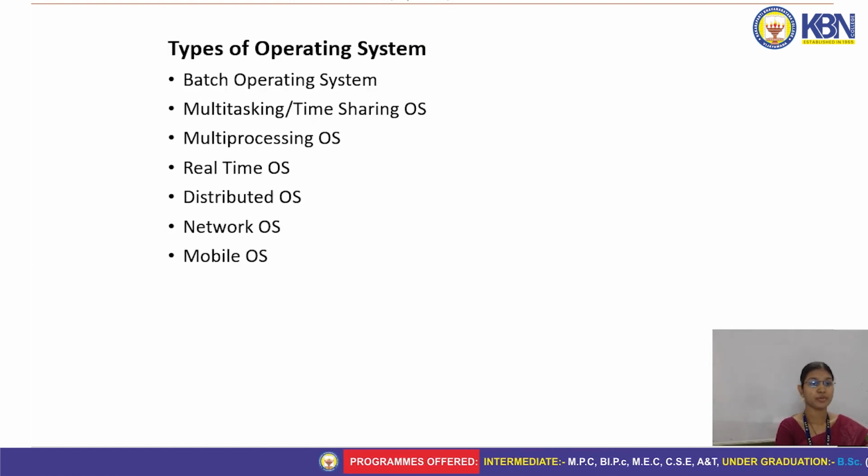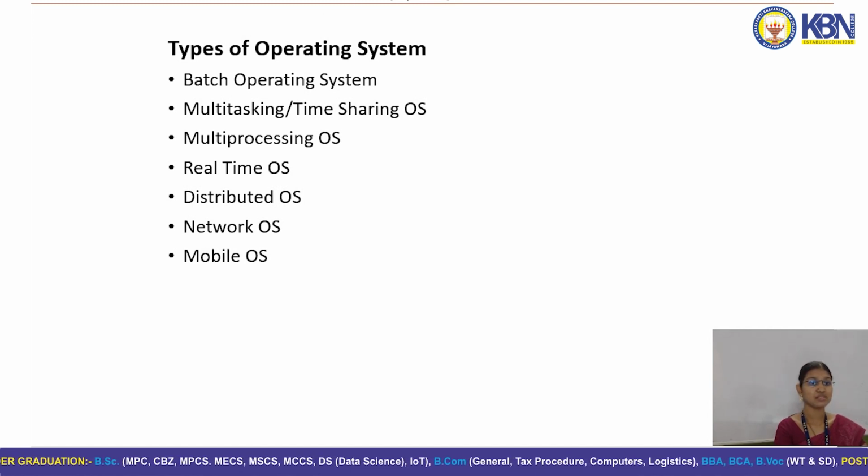There are types of operating systems. First one, batch operating system. It performs the jobs batch-wise. Next one, multitasking and time-sharing operating system. A single user shares the time, or it can perform multitasking in a single system. Multiprocessing means in a single computer we are using a number of processors.